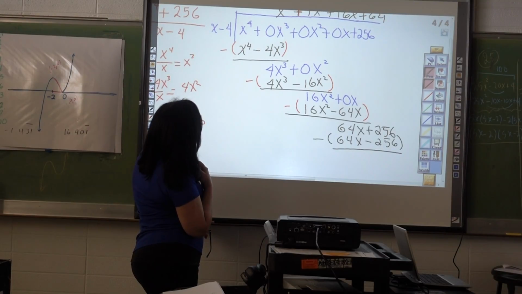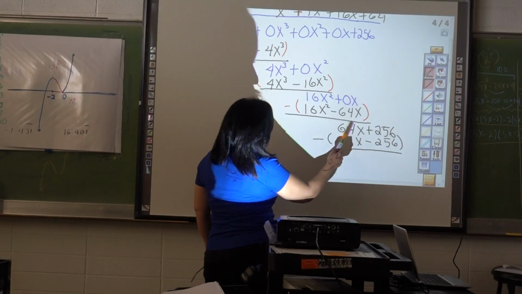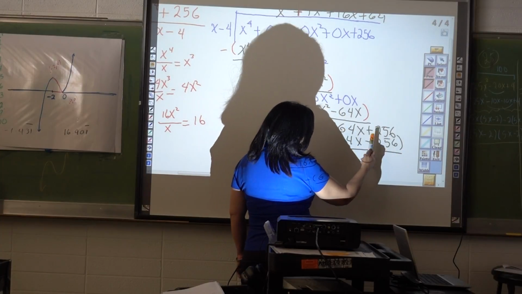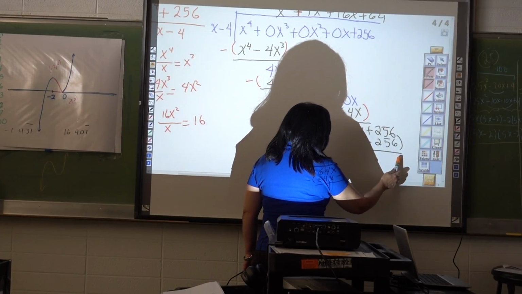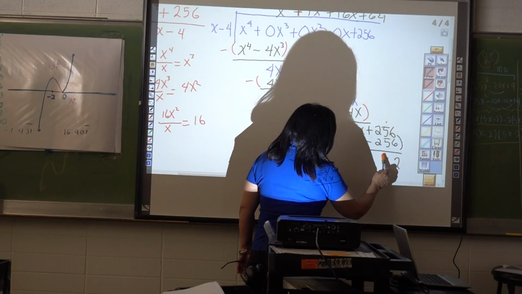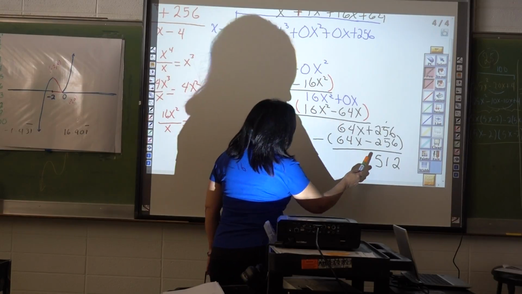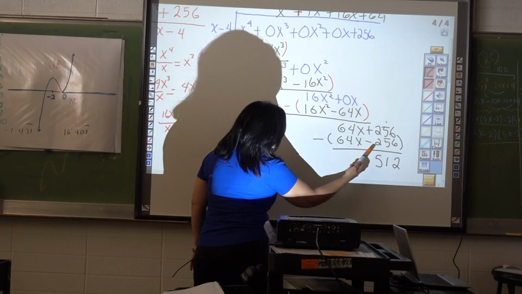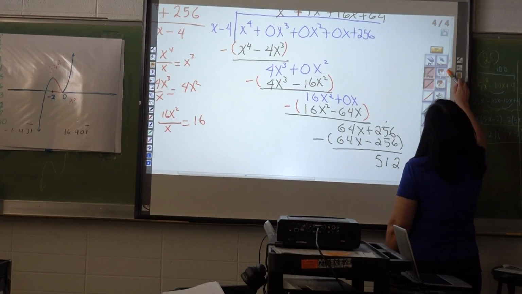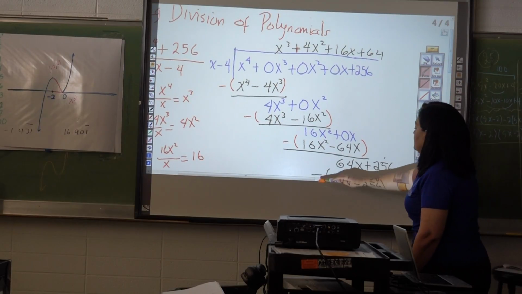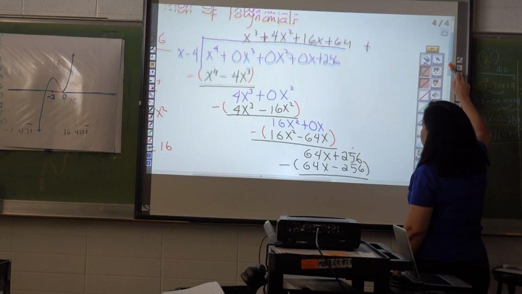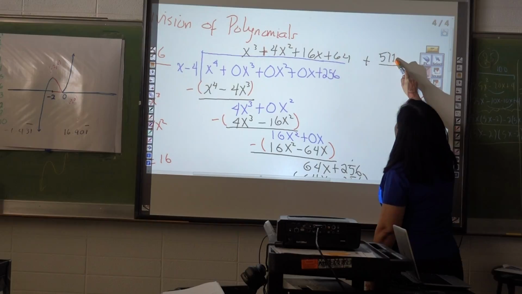Okay, so we have 64 minus 64 is 0. 256 plus 256, we're going to end up adding these two. So 6 plus 6 is 12. We have 1, 6 and 5 is 11. We have 1, 3 and 2 is 5. And this is positive, this is positive, right? 256 plus 256 is 512. So the answer is going to be the quotient, and the remainder, plus 512 over x minus 4.